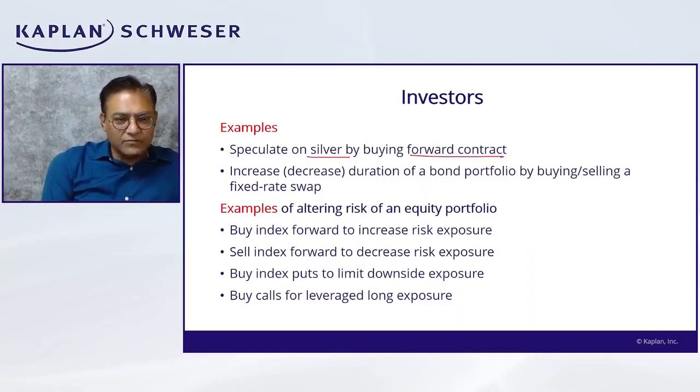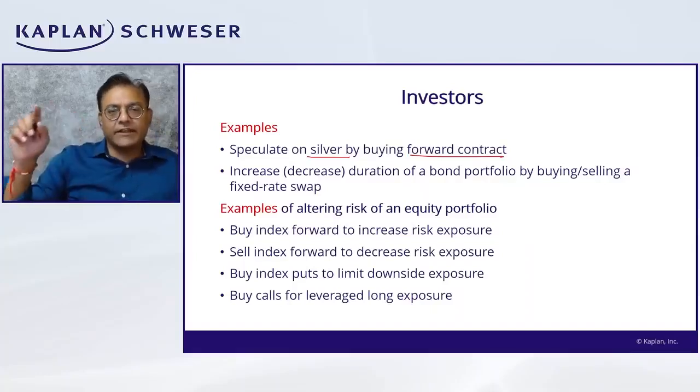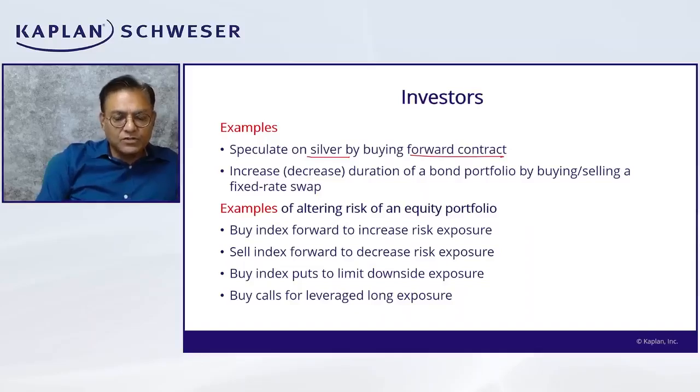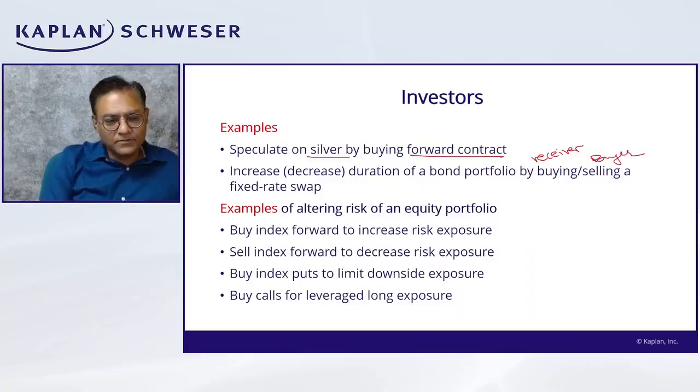They can change the duration of a bond portfolio. So for example, if you have a bond portfolio and you want to increase the duration, why would you want to increase duration? You are expecting rates to go down. Remember, when rates go down, the higher the duration, the higher the benefit of price appreciation that you experience. So you want to increase the duration, what do you do? You enter into a receiver swap. And if you want to decrease the duration, you enter into a payer swap. So buying is a receiver position, selling is a payer position.